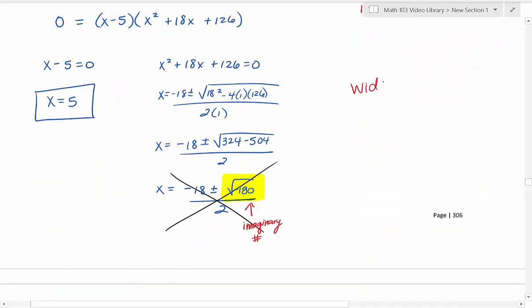So our width, which is X, is 5. Our height is X plus 4, so that's going to be 9. And lastly, our length is X plus 9, so that'll be 14. And then be sure to include your unit. Each one of these is inches.